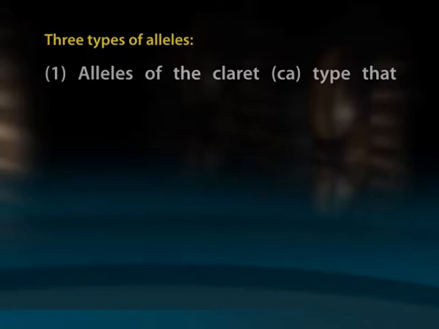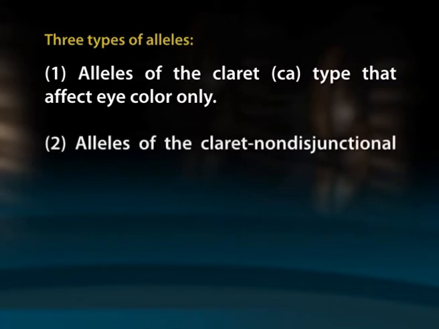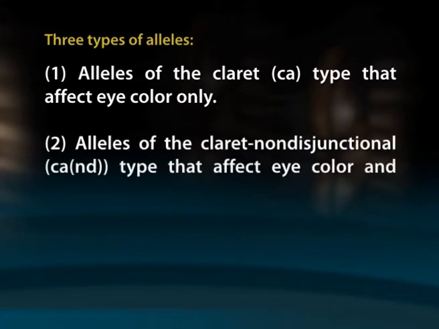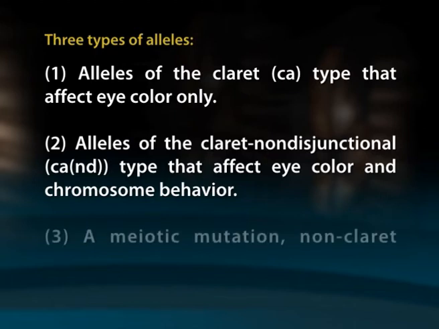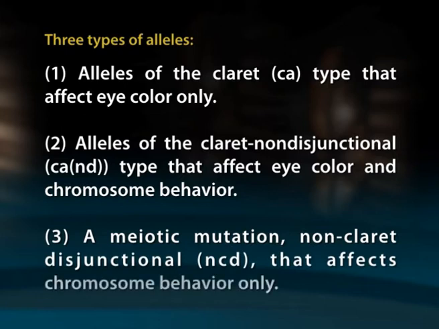There are 3 types of alleles. 1. Alleles of the claret type that affect eye color only. 2. Alleles of the claret non-disjunctional type that affect eye color and chromosome behavior. And 3. A meiotic mutation, non-claret disjunctional, that affects chromosome behavior only.